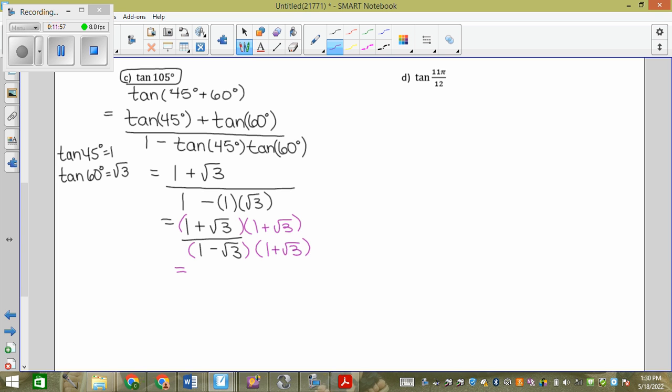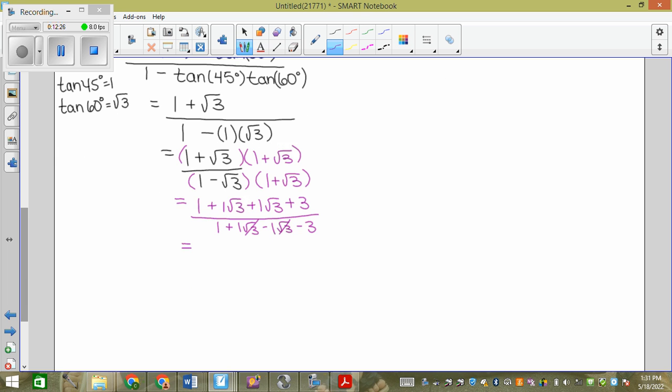So I get 1 times 1, which is 1. 1 times root 3, which is 1 root 3. Then 1 times root 3, which is 1 root 3. And then root 3 times root 3 is just 3. All over 1 times 1 is 1. Plus root 3, 1 root 3. Minus 1 root 3, which means they cancel, which is the point of using a conjugate. And then minus root 3 times root 3 is minus 3.